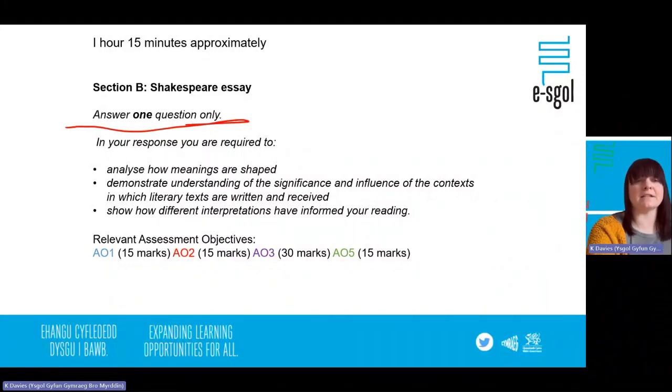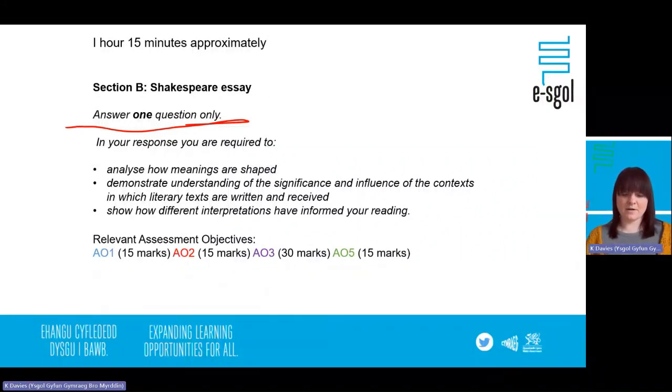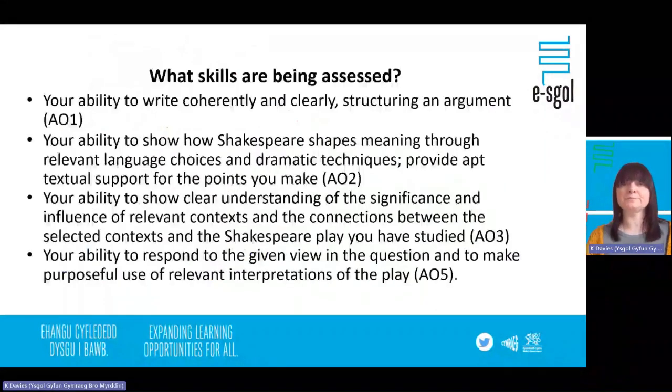And then obviously we can't forget at the bottom, you've got AO1, 15 marks, AO2, 15 marks, AO3, 15 marks, AO5, 15 marks. Okay, so you've got the 15, 15, 30, 15. So don't forget AO1, obviously, okay, the need to write accurately, structure your essay accordingly, but also make sure that you're noting the fact that your AO3 is double weighted here. So just to quickly go over what skills are being assessed, okay?